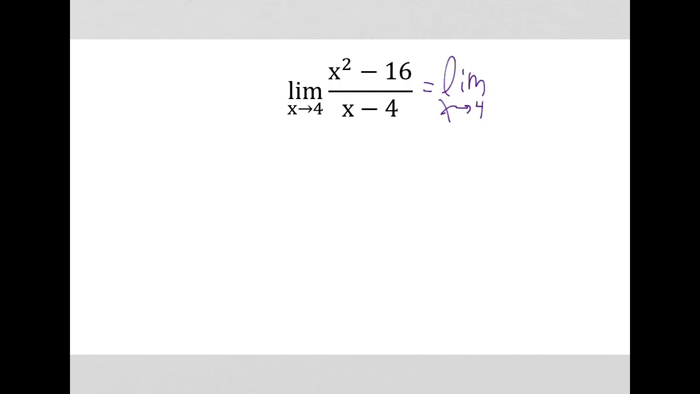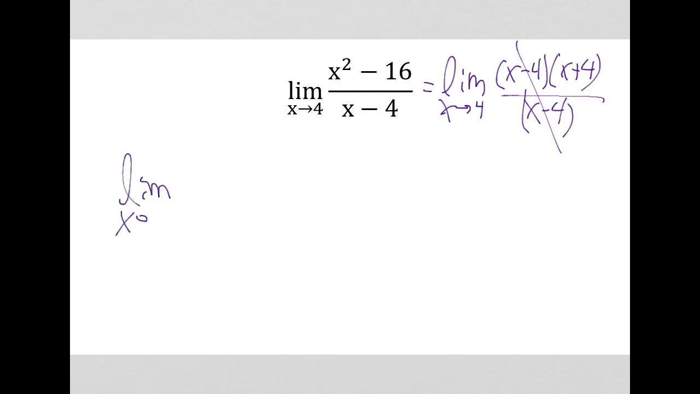But now let's factor the numerator. X squared minus 16 is a difference of squares, so it can factor as x minus 4 times x plus 4. My denominator is still x minus 4. Notice I have the same factor in the numerator and the denominator. That gives me a hole, and I can rewrite this as the simpler limit problem.